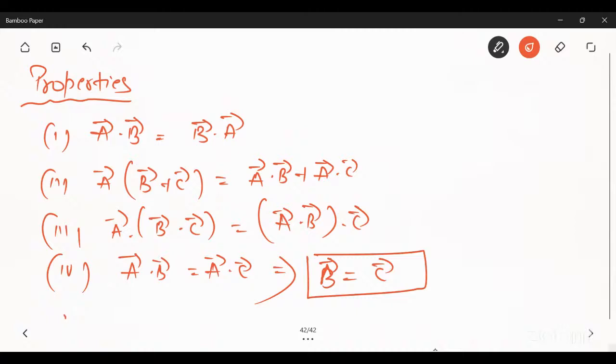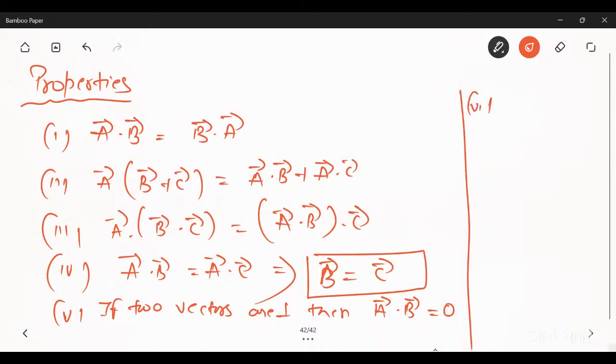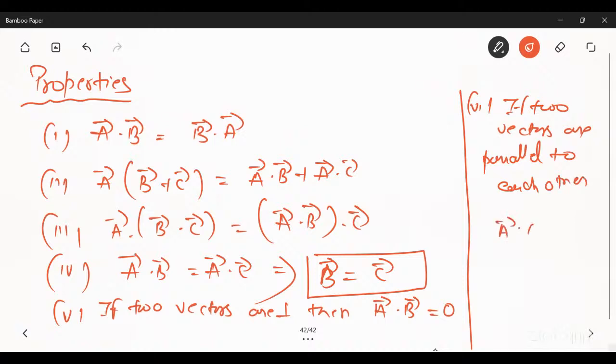Now next, if two vectors are perpendicular, then a dot b equal to 0. And if two vectors are parallel to each other, so the a dot b is equal to mod a mod b.